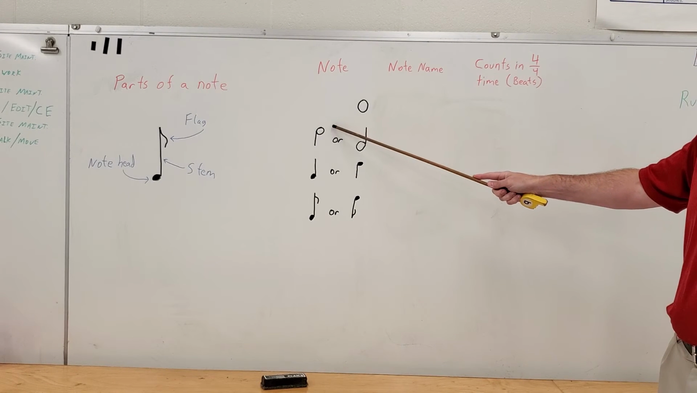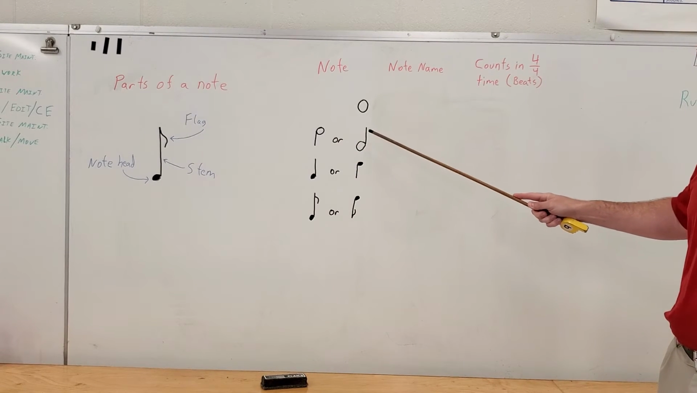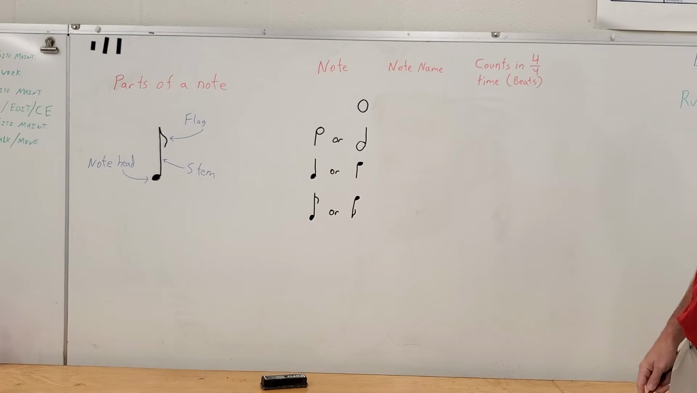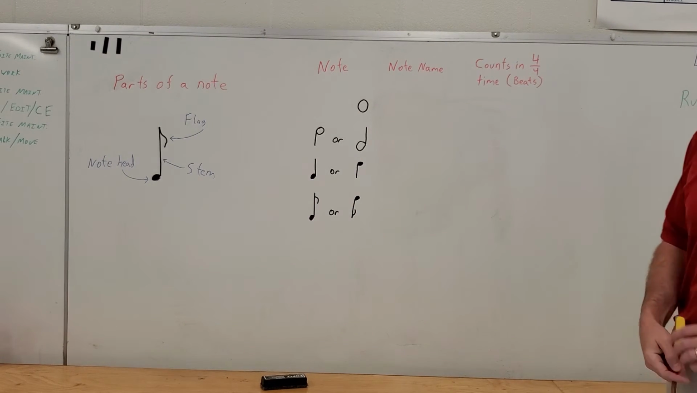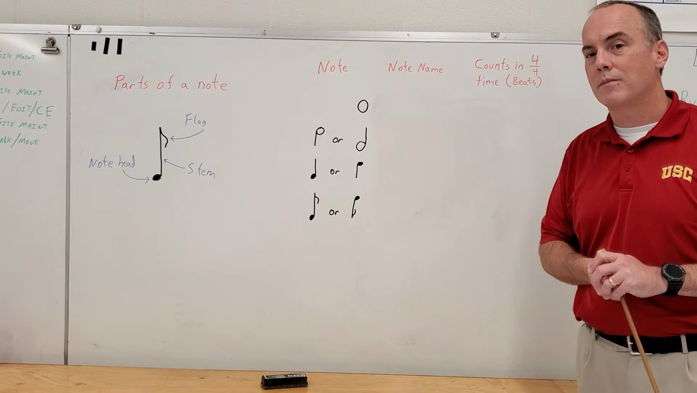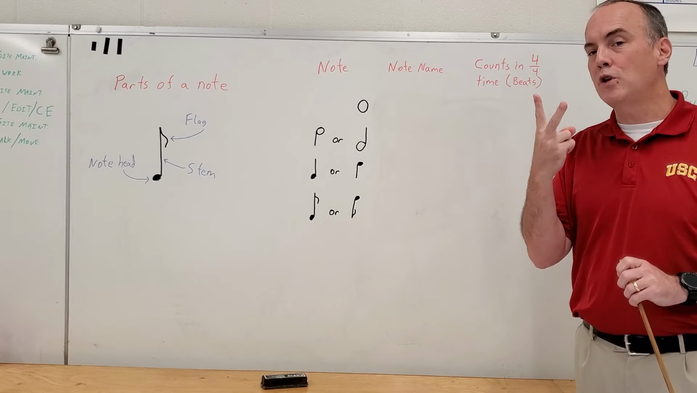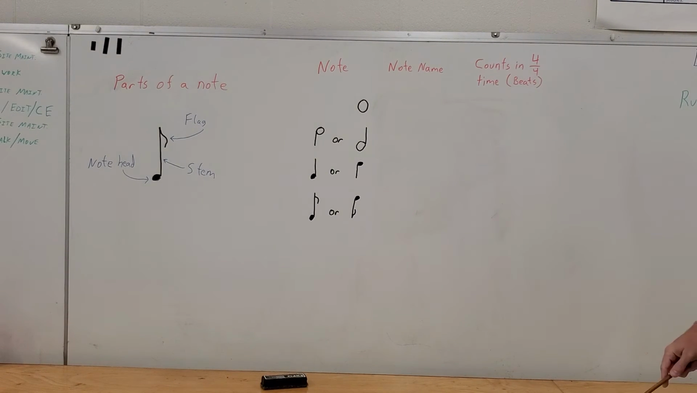Okay, how about this one? The hollow-looking one with a stem on it. Hollow note head with a stem, what is that called? It is called a... If you said half note, that is correct. It is a half note. And how many beats does a half note get in 4/4 time? If you said 2, that is correct. A half note gets 2 beats in 4/4 time.